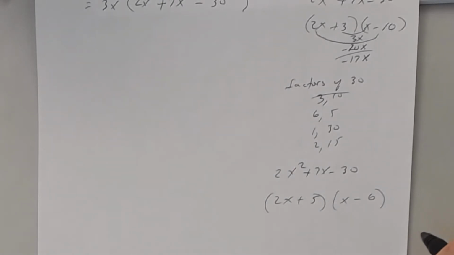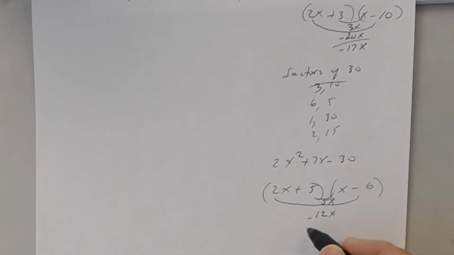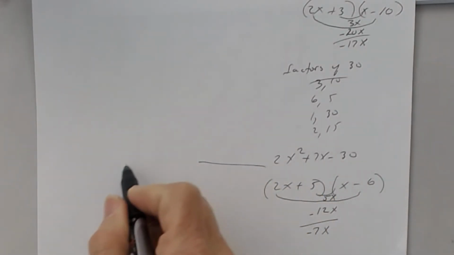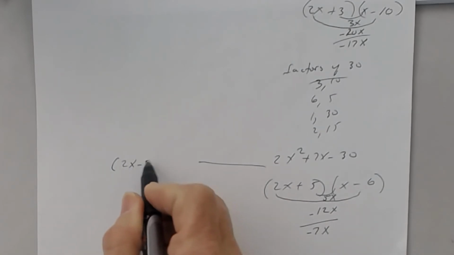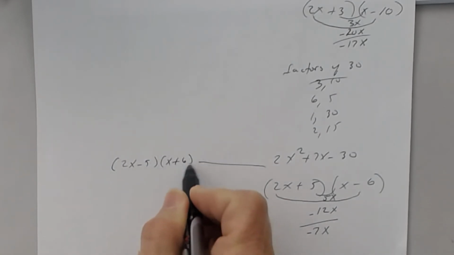Okay, now let's do the outer and the inner. What's the outer this time? Negative 12x. What's the inner? 5x. What's 5x and a negative 12x? Negative 7x. Is that what I wanted? No. But what I wanted was its opposite, which means now that the signs just need to be changed. So the signs are going to be changed. So this is going to be 2x minus 5 times x plus 6.